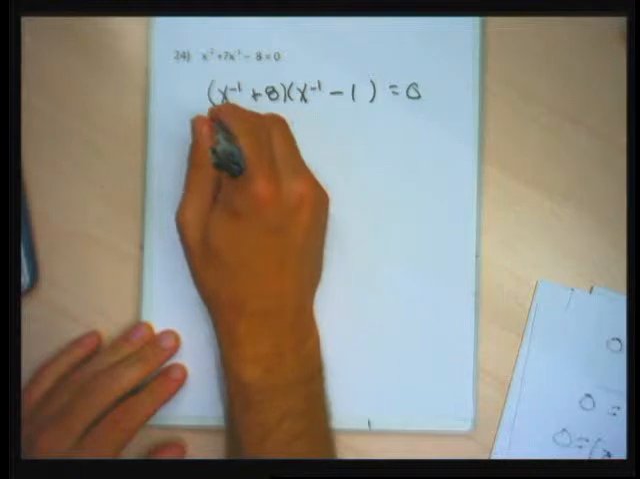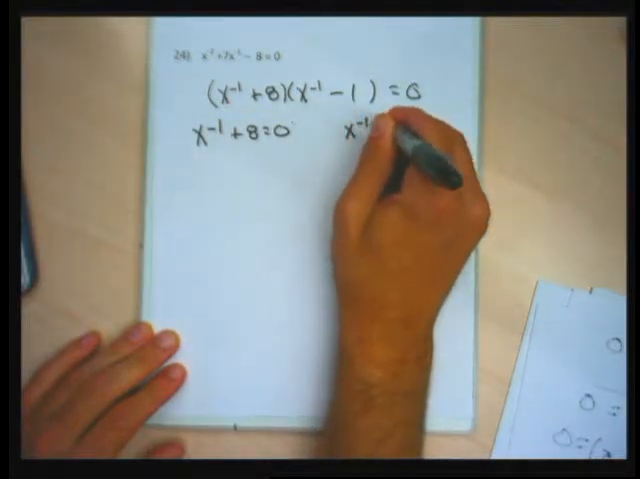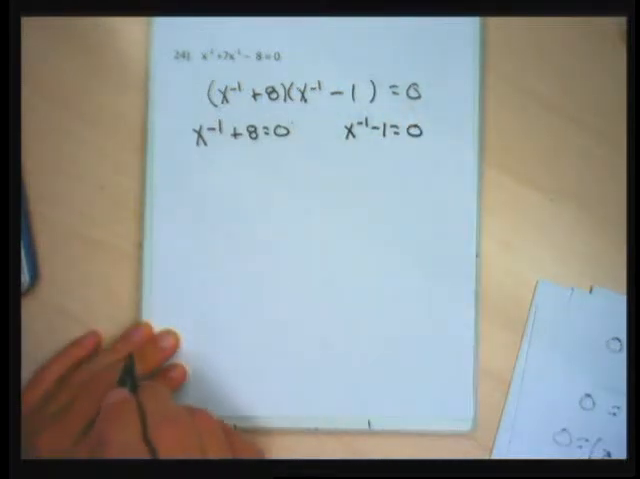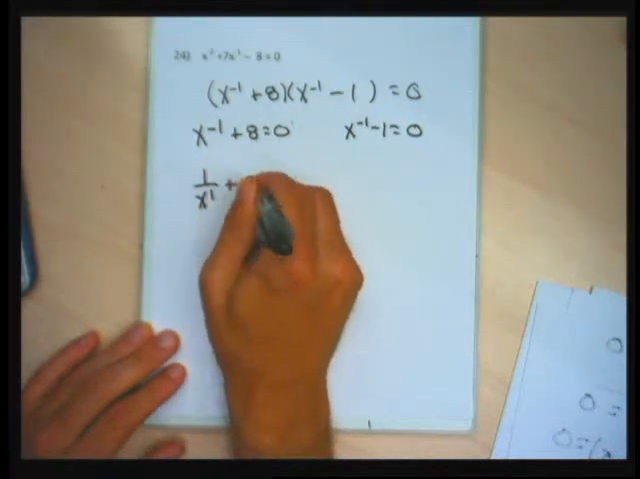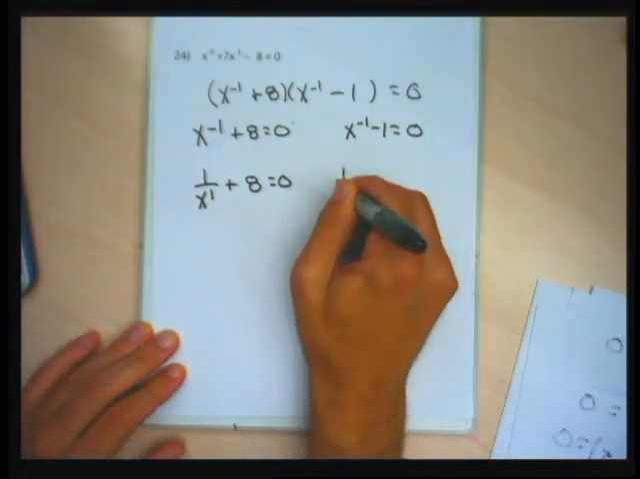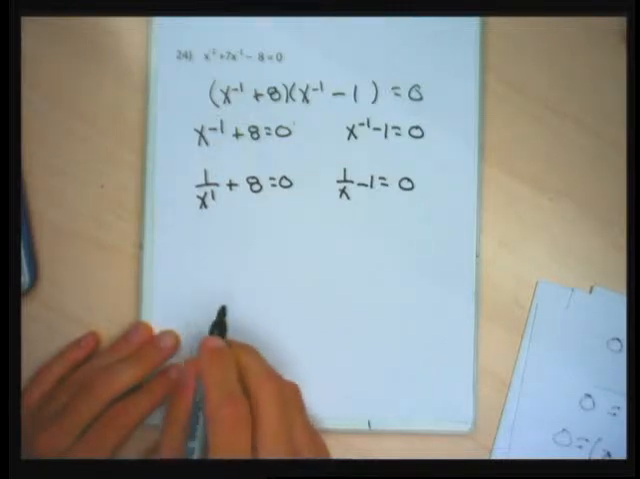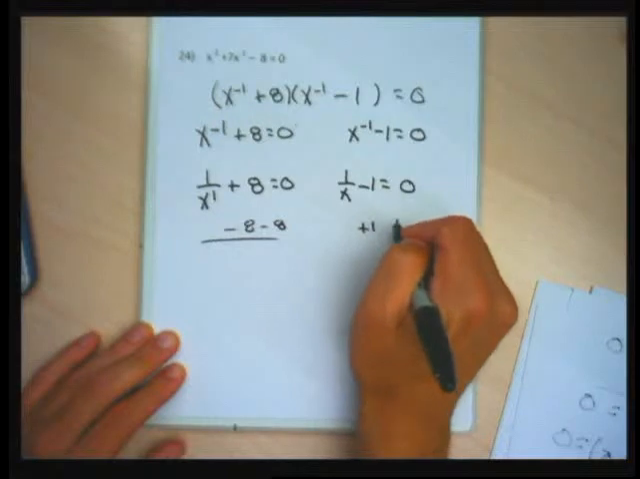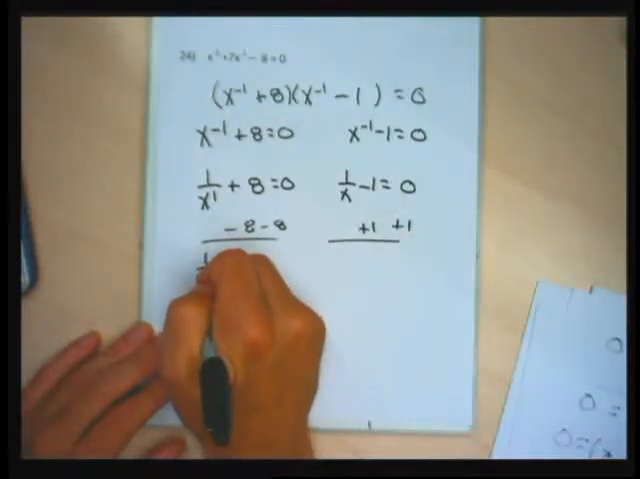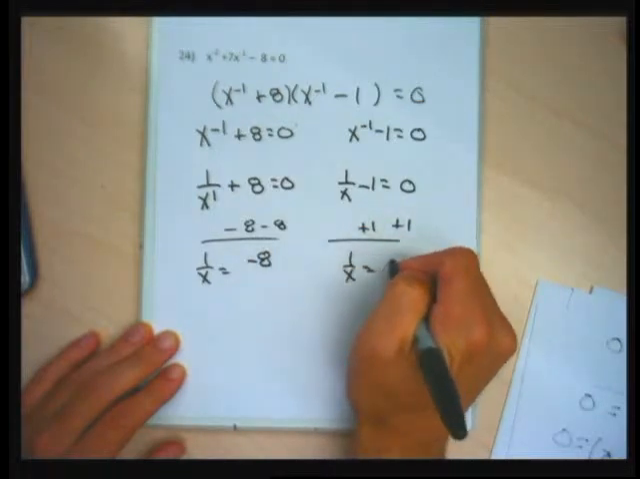Now I'm going to go x to the negative 1 plus 8 equals 0, and x to the negative 1 minus 1 equals 0. The x to the negative 1 is really messing me up. x to the negative 1 is the same as 1 over x to the first, or 1 over x. And having it written as 1 over x is going to make it easier to solve. I'm going to subtract 8 from both sides in this one, add 1 to both sides in this one. I get 1 over x equals negative 8, and 1 over x equals 1.